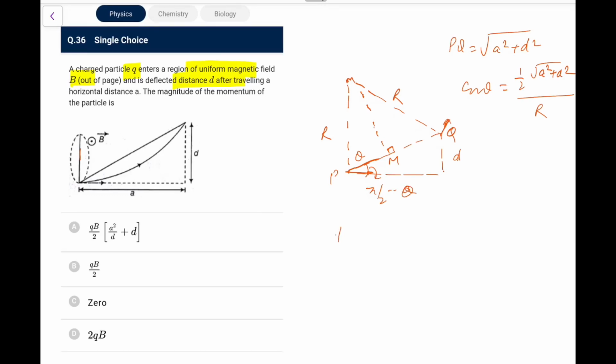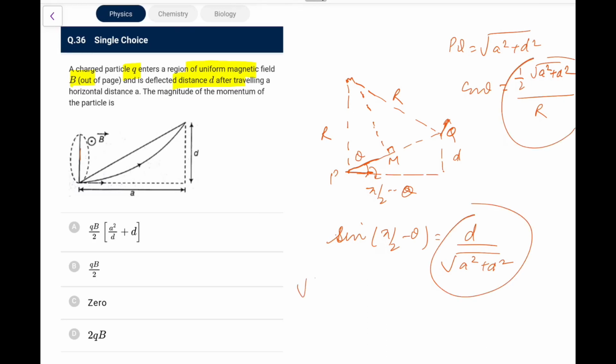So here, I can write anything, so let's write sine of this angle. Sine of pi by 2 minus theta is going to be d by under root of a square plus d square. Because what we have now got is sine of pi by 2 minus theta, that is cos theta. So we get the value there also. So equating both these things.